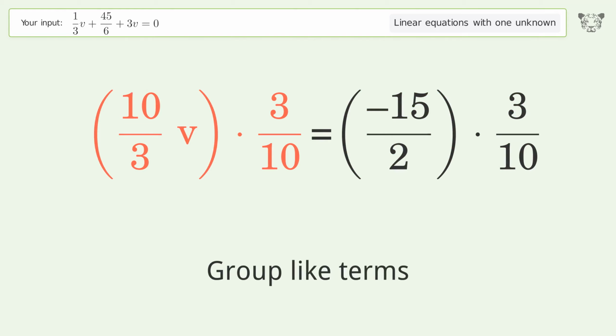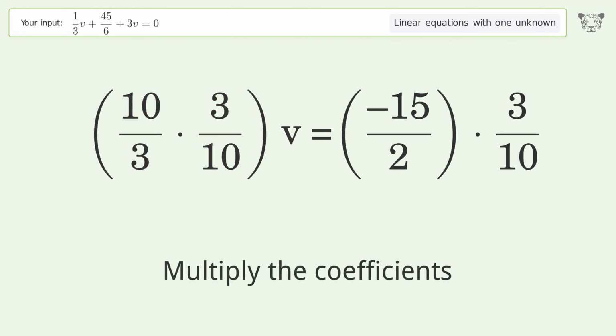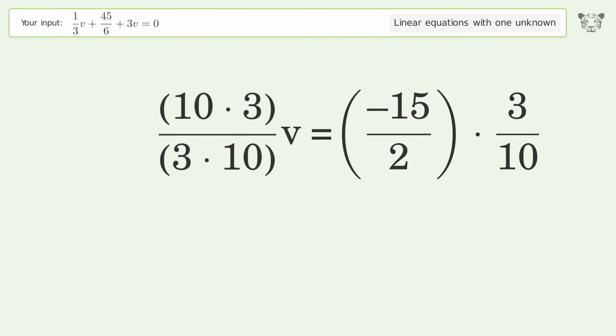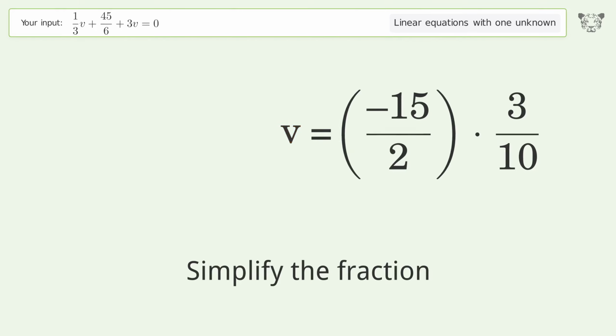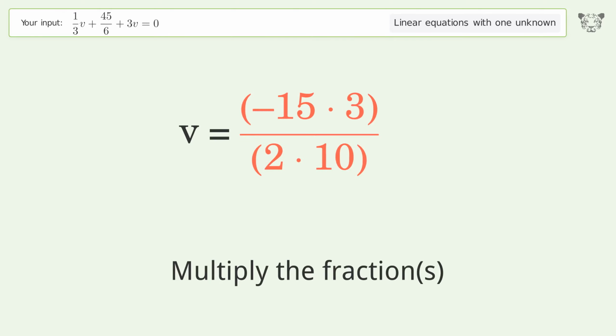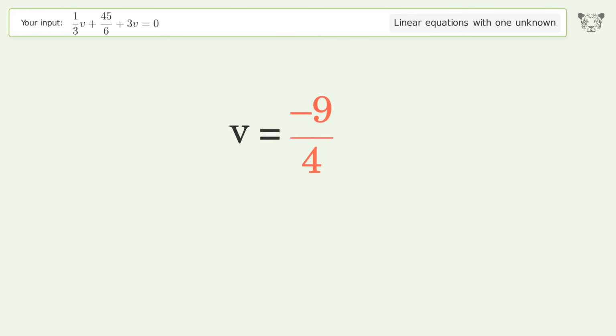Group like terms. Multiply the coefficients. Simplify the fraction. Multiply the fractions. Simplify the arithmetic. And so the final result is v equals -9/4.